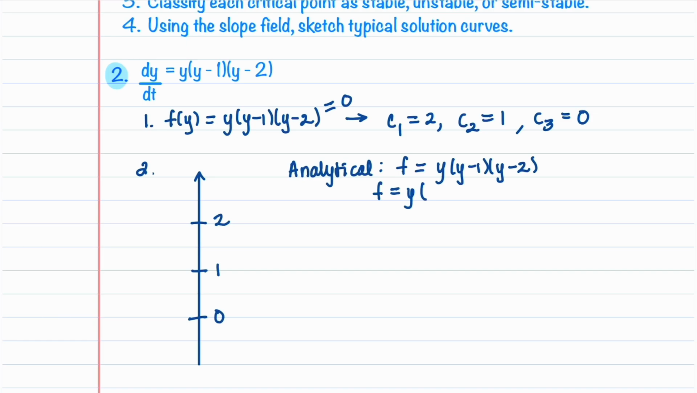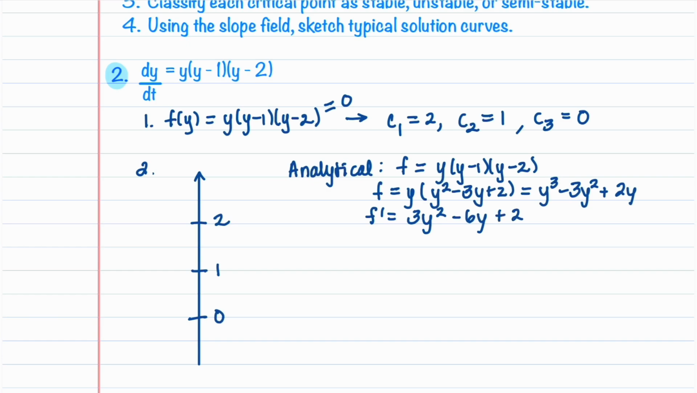If we multiply out the last 2 terms, we're going to get y squared minus 3y plus 2. So our function is y cubed minus 3y squared plus 2y. Now we can take the derivative. We are going to get 3y squared minus 6y plus 2. Now we can go ahead and find the sign of the derivative at each critical point.